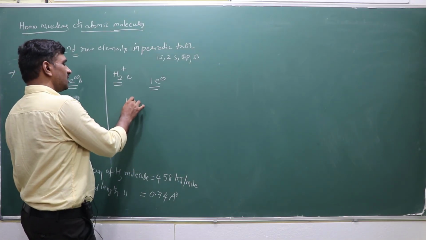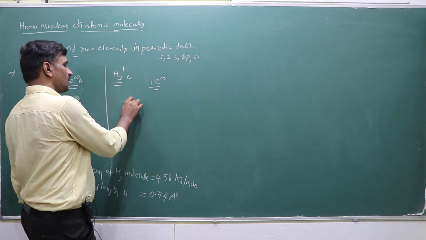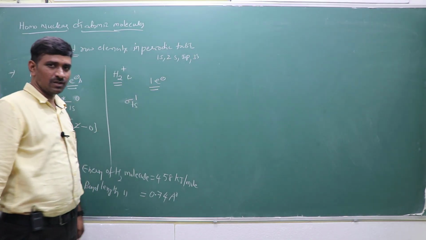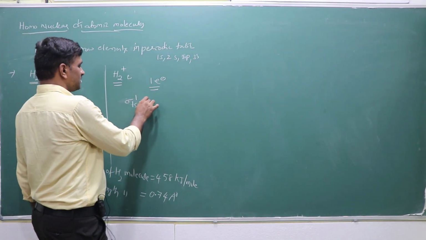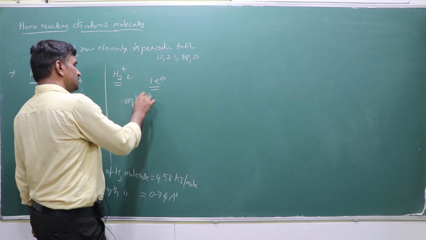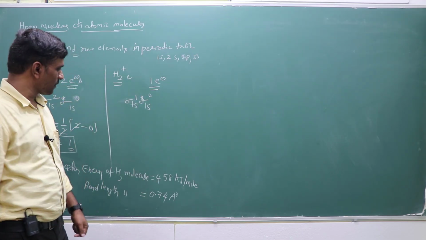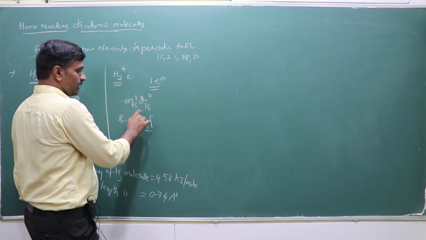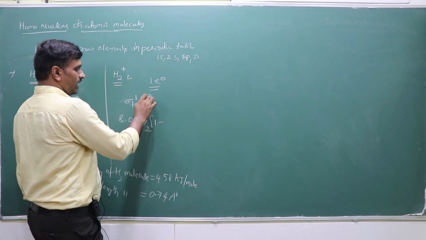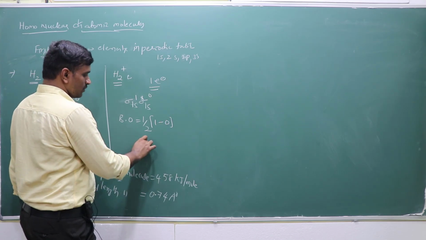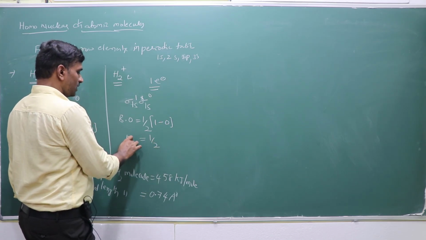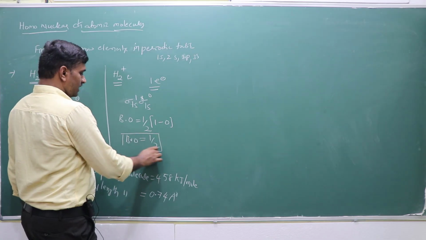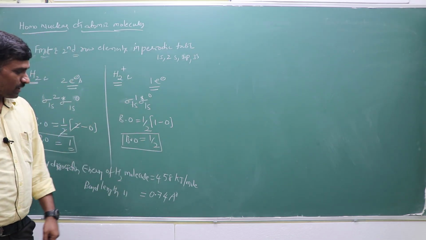So what is the electronic configuration? Sigma 1s1, and sigma star 1s0. Now bond order is how much? Half into number of bonding electrons 1 minus anti-bonding 0. That means how much bond order? 1/2. So now here in this case bond order is 1/2 or 0.5.